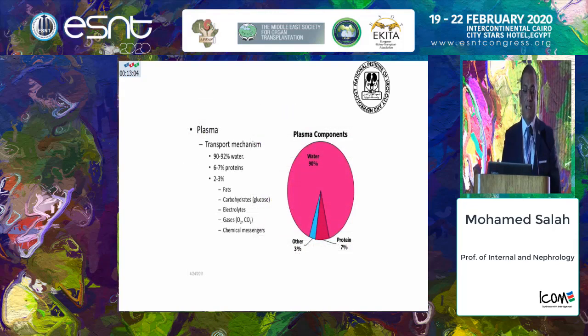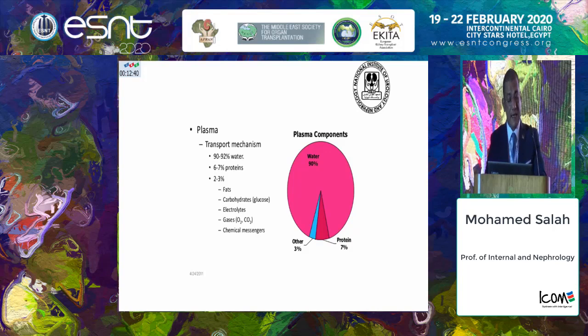As we all know, plasma constitutes the liquid portion of blood after taking out the cellular components of blood. Plasma basically consists of water in around 90%, 6 to 7% proteins, and around 3% other substances such as fats, carbohydrates, namely glucose, electrolytes, gases, and chemical messengers.